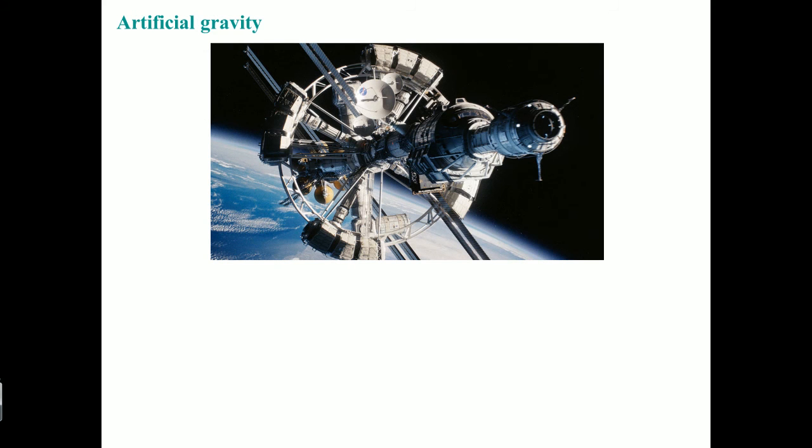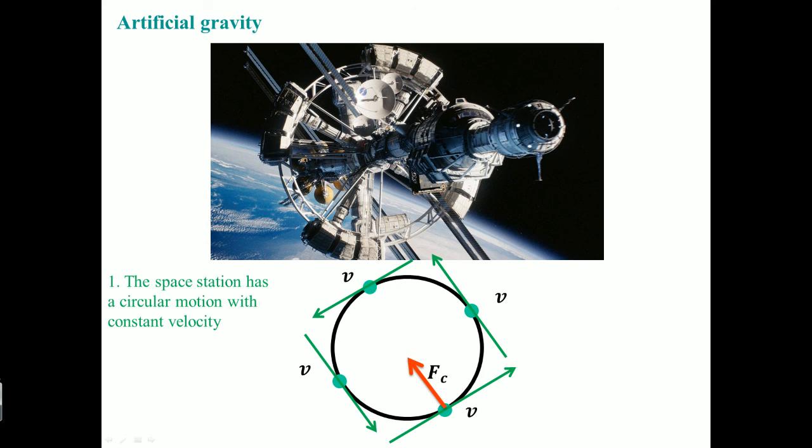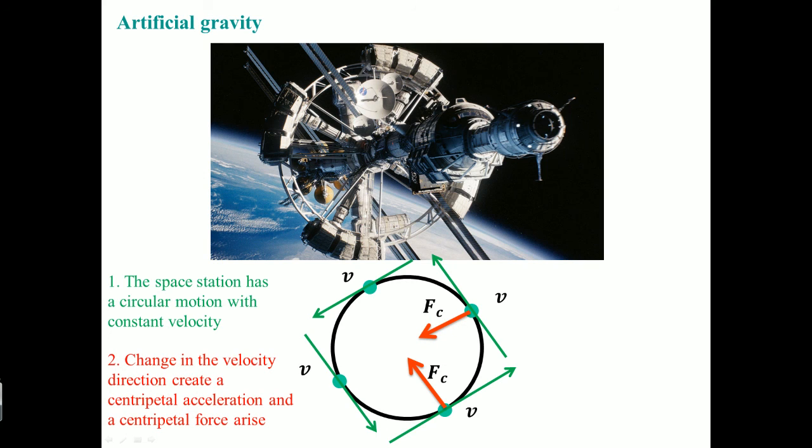Here we have a picture of a space station in a movie called The Martian. Here, these are tubes and it spins. So it looks like this. It's like a circle and it spins. So there's a tangential velocity. The space station has circular motion with constant speed. It spins. The fact that it spins, right, the v changes direction, so there has to be a centripetal acceleration pointing towards the center. The change in velocity direction creates a centripetal acceleration, and as a result, a centripetal force arises.